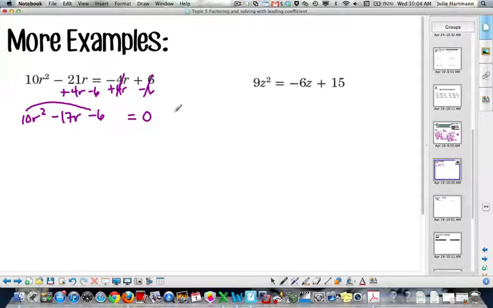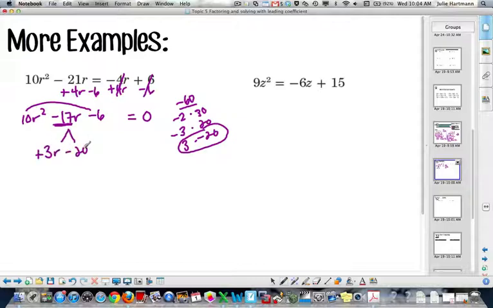I multiply. 10 times negative 6 is negative 60. Now what multiplies to give us negative 60 that adds to give us negative 17? I know it's not going to be 1 and 60, so I'm going to try 2 and 30. That's not going to work. 3 and 20, so negative 3 and 20 or 3 and negative 20. Add to get negative 17, so right there, 3 and negative 20. So plus 3r minus 20r. I have the 10r squared and the minus 6. Group it.